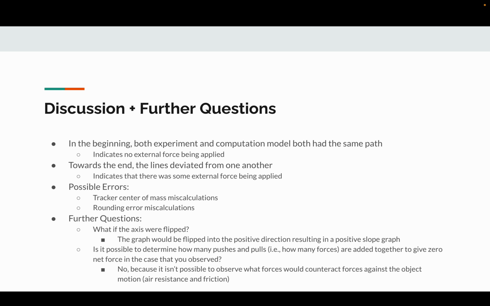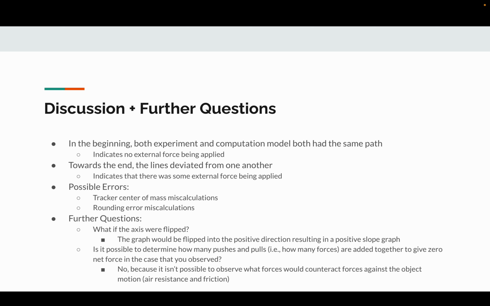Some possible errors include the Tracker center of mass being miscalculated or just simple rounding errors. Some further questions that may be asked is, what if the axes were flipped? That would simply make the graph flip, resulting in a positive slope graph instead of a negative one. The magnitudes of all the position and velocity would still stay the same.